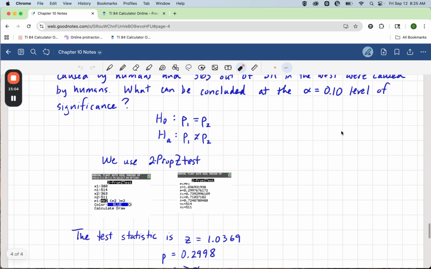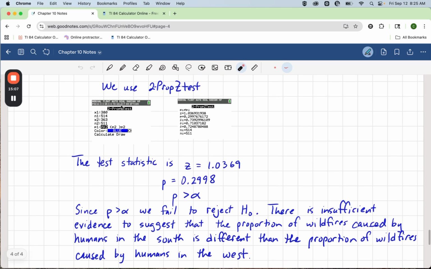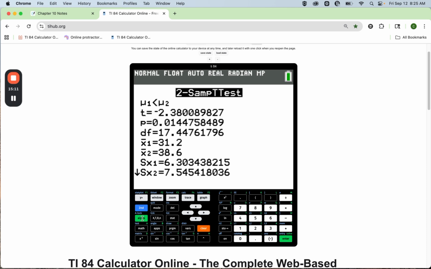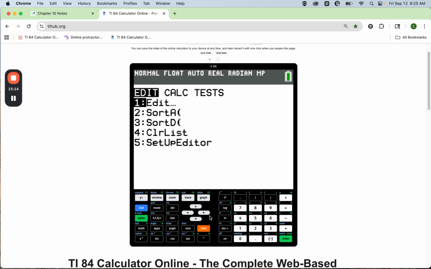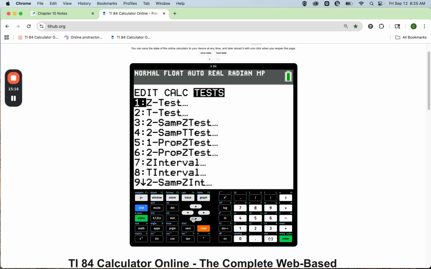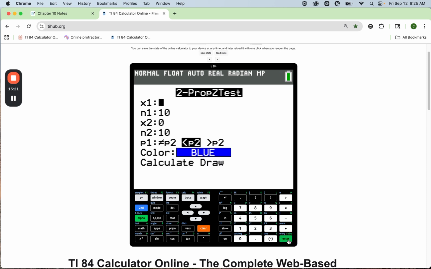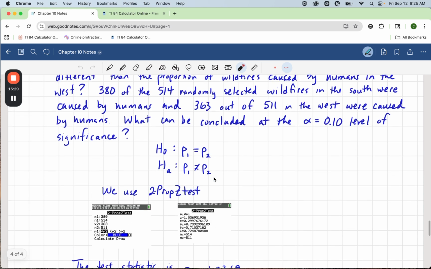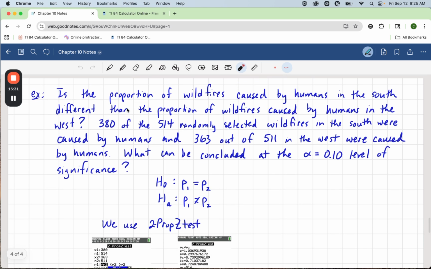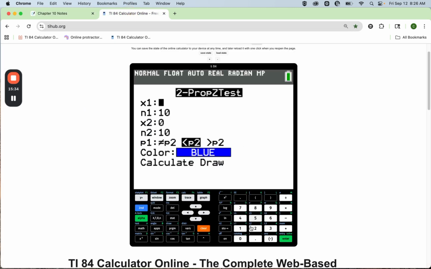So we're going to use the two-prop z-test on this one. We didn't use that yet, so we're going to use it in this one. So stat, tests, two-prop z-test is number 6. And now we do the successes over the total, right? So in the first one, if success is lighting a fire, I guess 380 out of 514. So 380 fires lit by humans out of 514.